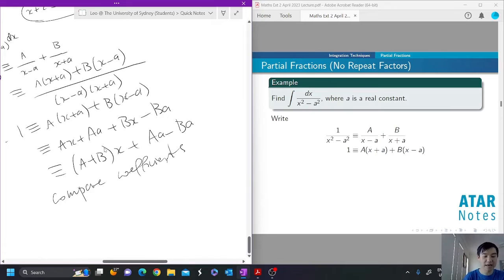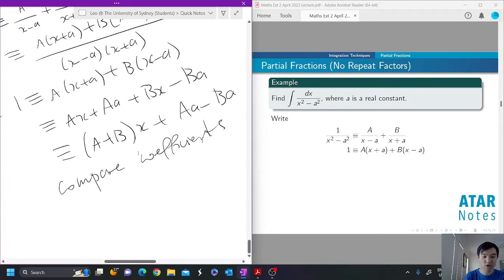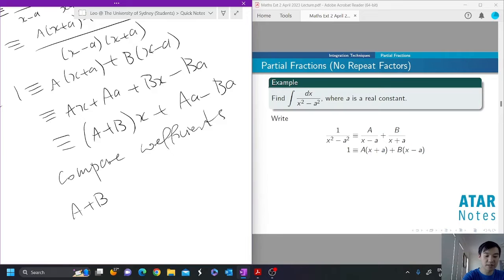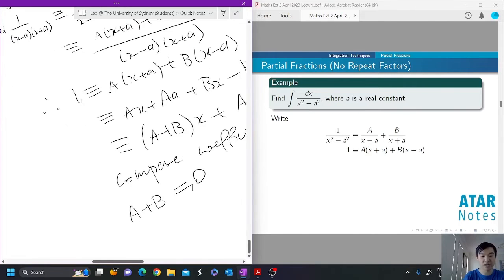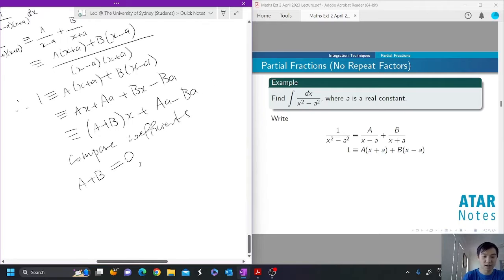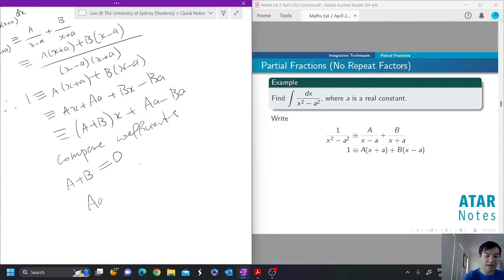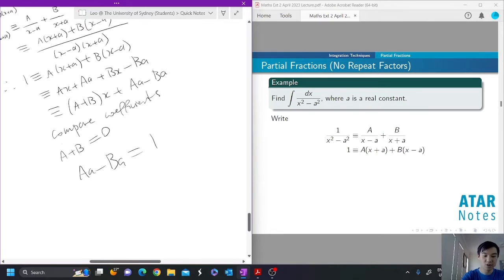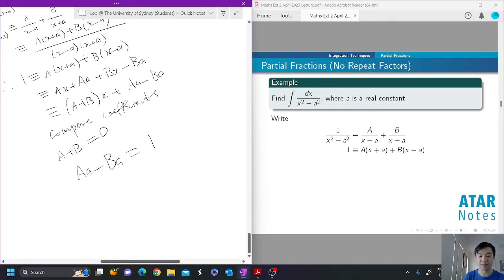Notice that on the left-hand side, we don't have a term for x, which means that our a plus b must be equal to 0, because the coefficient of x on the left-hand side is 0. There's no x term. So we know that a plus b must be equal to 0. And also, we know that aa minus ba, the constant term, is equal to 1 because the constant term on the left-hand side is equal to 1. So now we can just make a and b the subject, so we can solve these two equations simultaneously.